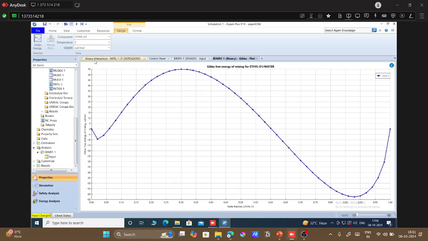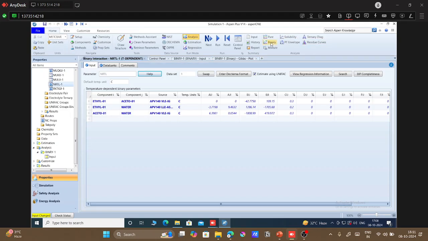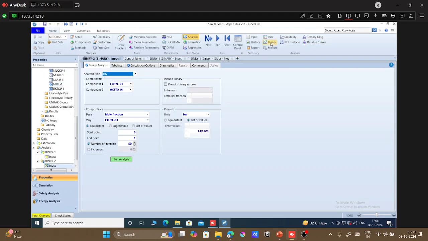We can also look at the Gibbs free energy of the acetone and water mixture. So here, yes.